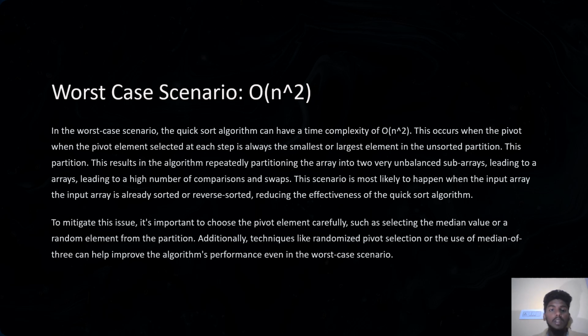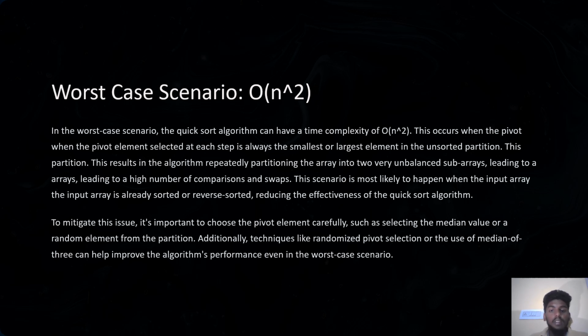Worst case scenario. In the worst case scenario, the Quicksort algorithm can have a time complexity of O(n²). This occurs when the pivot element selected in each step is always the smallest or largest element in the unsorted partition. This results in the algorithm repeatedly partitioning the array into two very unbalanced subarrays, leading to a high number of comparisons and swaps. This scenario is most likely to happen when the input array is already sorted or reverse sorted, reducing the effectiveness of the Quicksort algorithm.